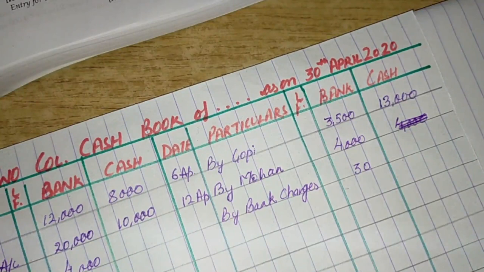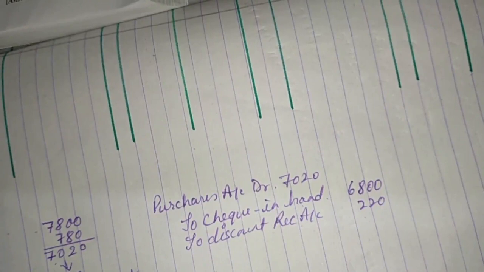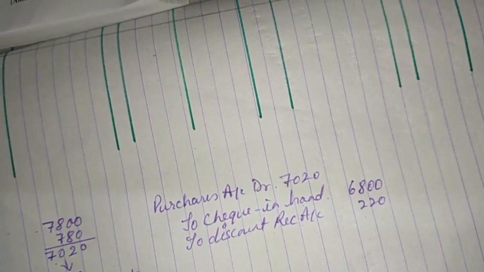Then coming to the next one: bought goods from Amit for ₹7,800 less 10% trade discount and endorsed the cheque of Hari in full settlement of his account. Let's reconsider the statement, that is 15th of April. Bought goods from Amit for ₹7,800 less 10% trade discount.